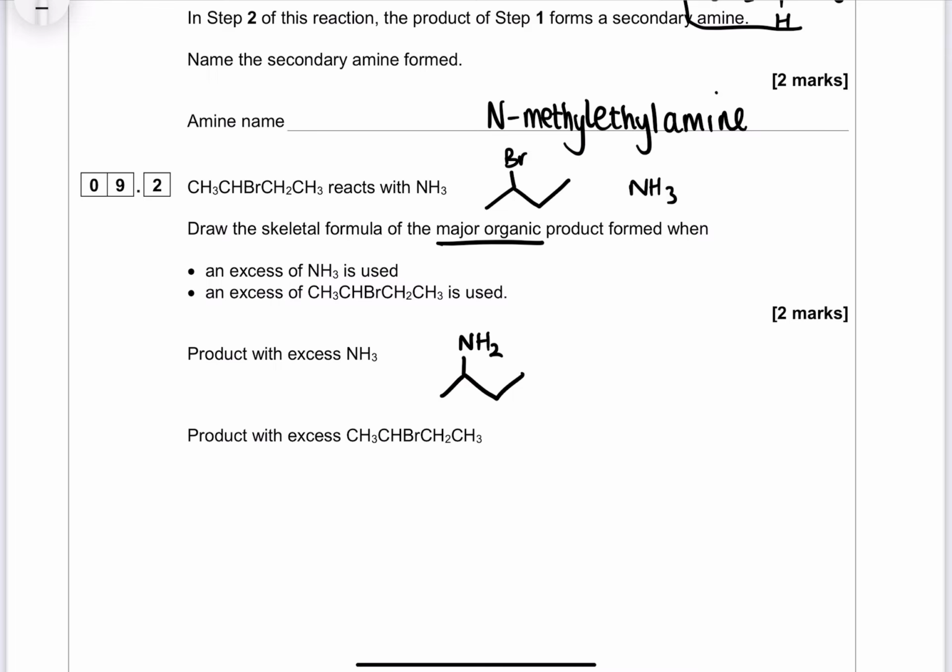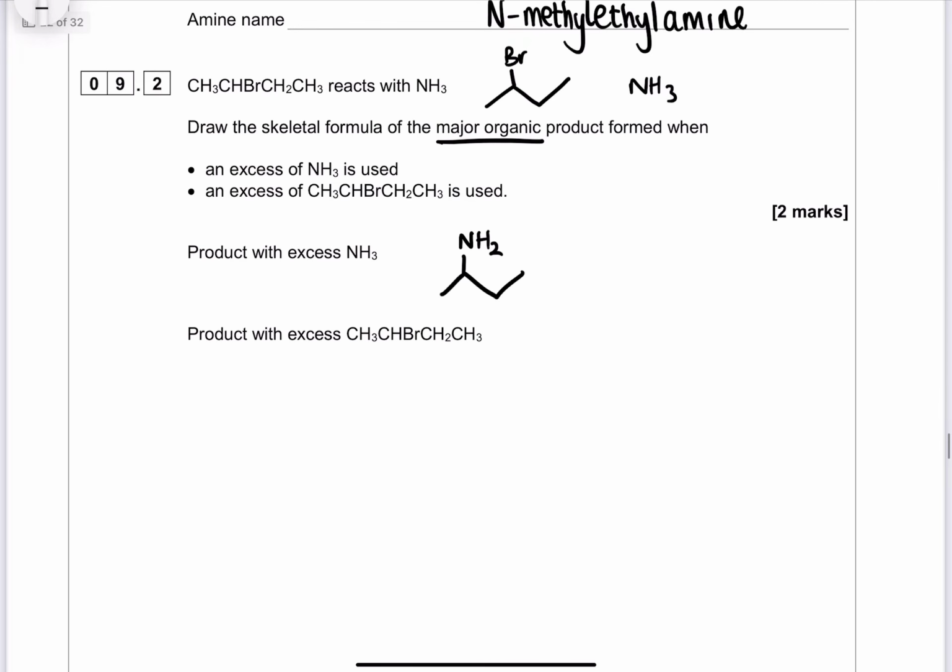So we would make the 2-aminobutane, or if you wanted to name it using its IUPAC name, 1-methylpropylamine. What if we use excess of the halogenoalkane?